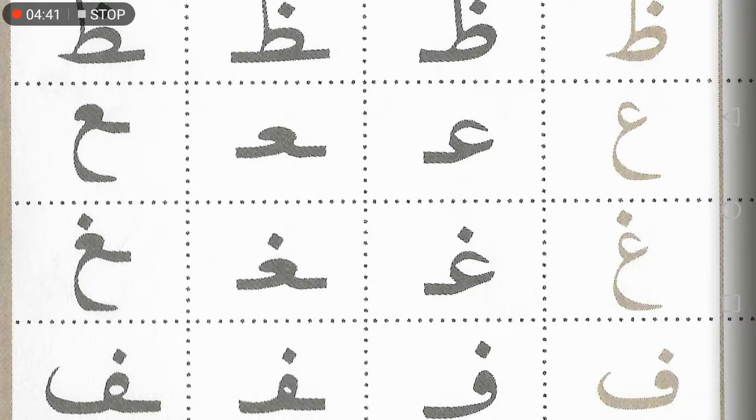Ain, ghain. When they appear at the beginning of a word, they lose the tail. You've got the arm reaching to the letter before. And when they're in the middle of the word, you've got two arms. And at the end of the word, they revert back to capital letter form. Okay.